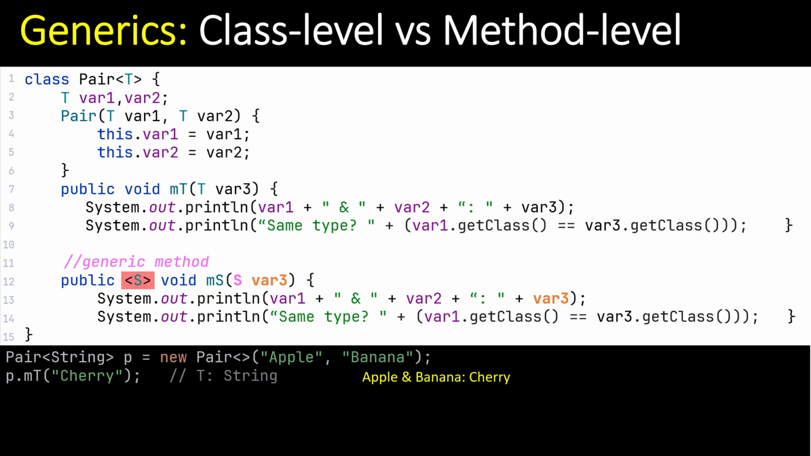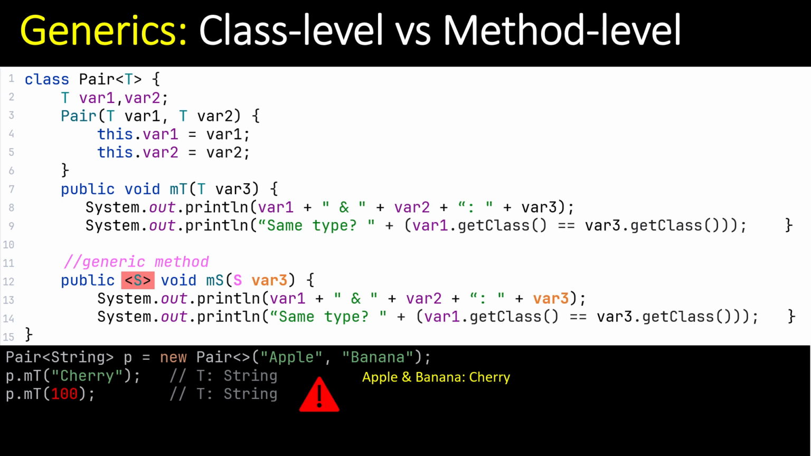Now let's instantiate it to see how it works. We create an object p. At this moment, the generic type T is fixed as String. That means everything in the class that uses T will now work strictly with String. So var1 and var2 now hold apple and banana respectively. Next, we call the method mT, which uses the class-level type parameter T. At this point, T is already fixed as String because we treated the object as Pair<String>. Therefore, mT can accept cherry because it is also a String, and it stores that value in var3. So the output will be apple and banana : cherry.